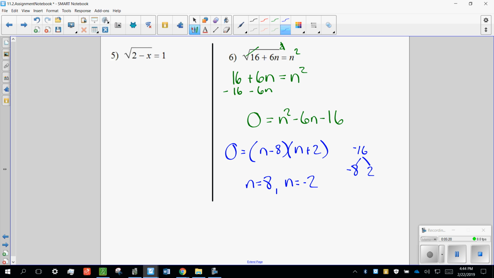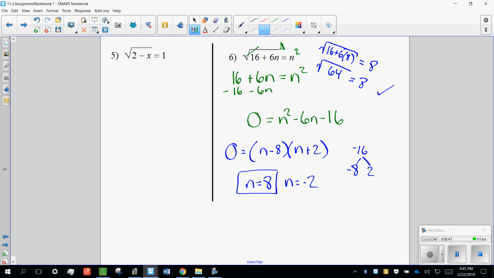The last step is to check both of those for extraneous solutions. So let's go back up here with n equals 8. The square root of 16 plus 6 times 8 is equal to 8. Well, 6 times 8 is 48. 48 plus 16 is 64. So is the square root of 64 8? It is. So n does equal 8.